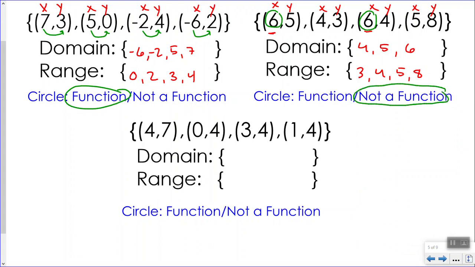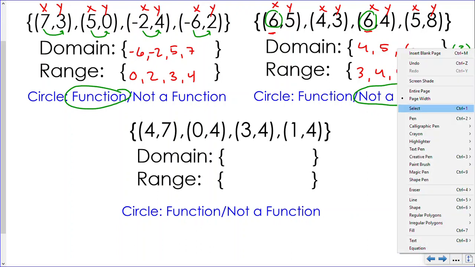Another easy, quick shortcut that you can use is to look at the number of values in your domain, which here is 3, and the number of values in your range, which is 4. If the number of values in the domain is less than the number of values in the range, then it's not a function because one of these domain values has to double up with the range. So that one's not a function.